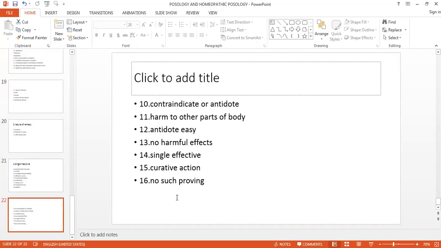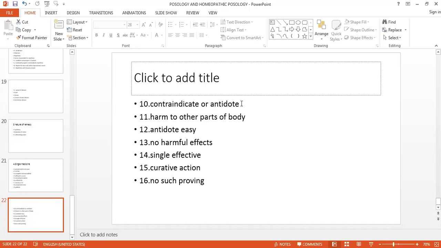In polypharmacy prescription, when you are giving many medicines, then अगर आपको एंटीडोट करना है so it is very difficult कि कौन से मेडिसिन को आपको एंटीडोट करना है if it is required.